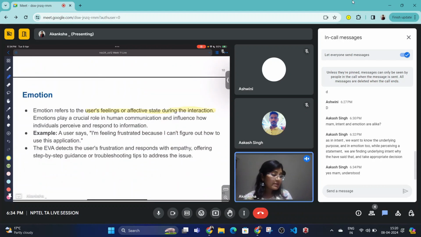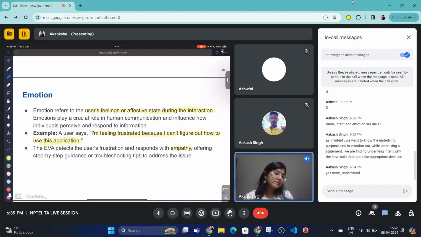So the example was, I'm feeling frustrated because I can't figure out how to use this application. What the EVA can do is respond with empathy, offering step-by-step help. If the person is not getting it, you can tell them step number one, okay, do this first. When the person is able to perform that task, then jump on to the next one. That way it goes step by step, right? And the frustration level will come down.